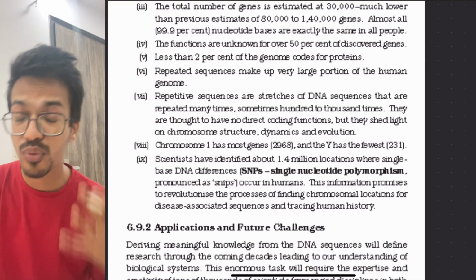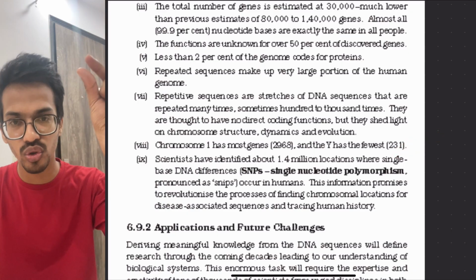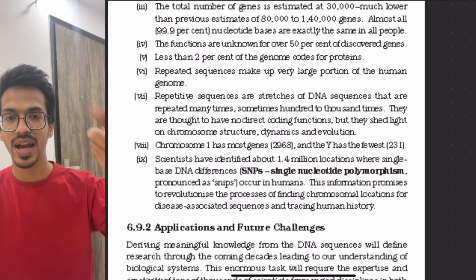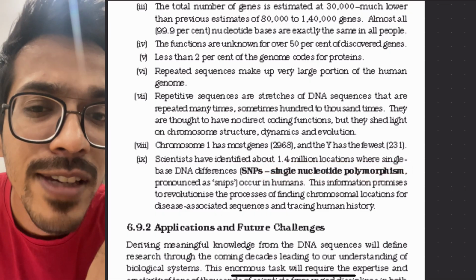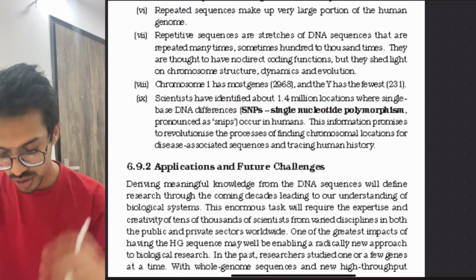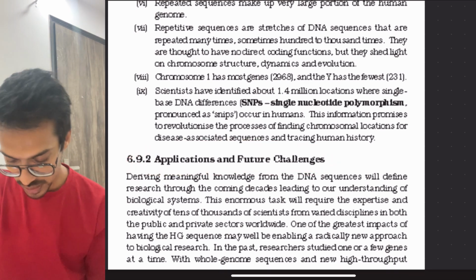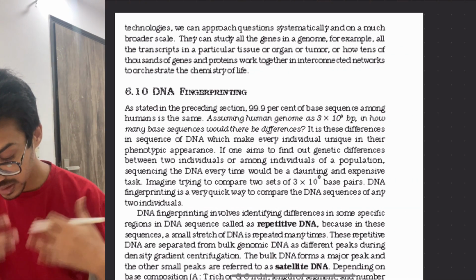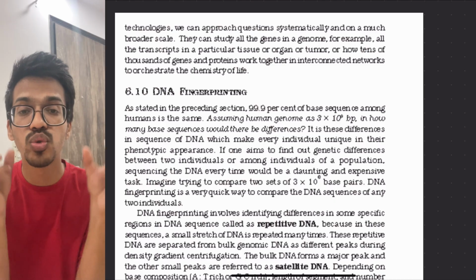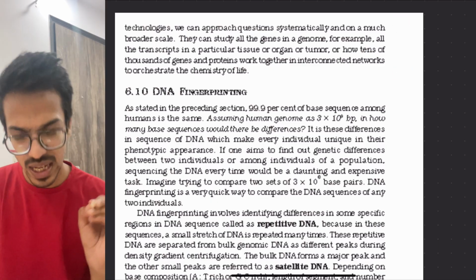Then scientists identified 1.4 million locations where there is only a single DNA nucleotide difference from one person to another, known as single nucleotide polymorphism, or SNPs. So between me and you, we have SNPs present. This information promises to help with chromosomal location of diseases and all those things. Then the applications and future challenges: we use it in DNA sequencing, tumor identification, and disease-causing genes, where we can work on suppressing them or working further on them. So these are its challenges.